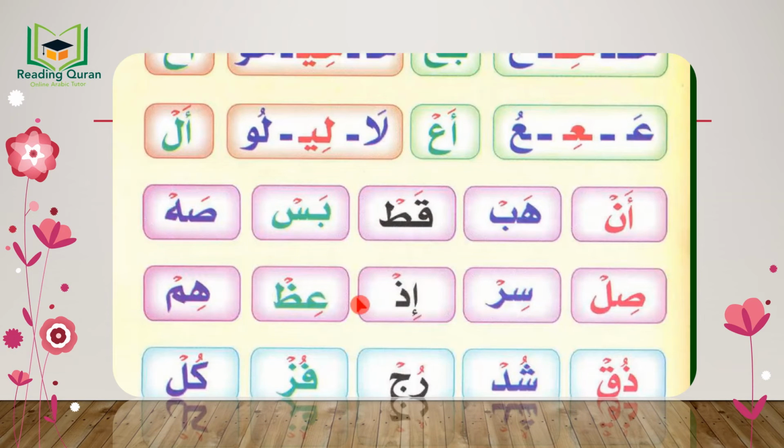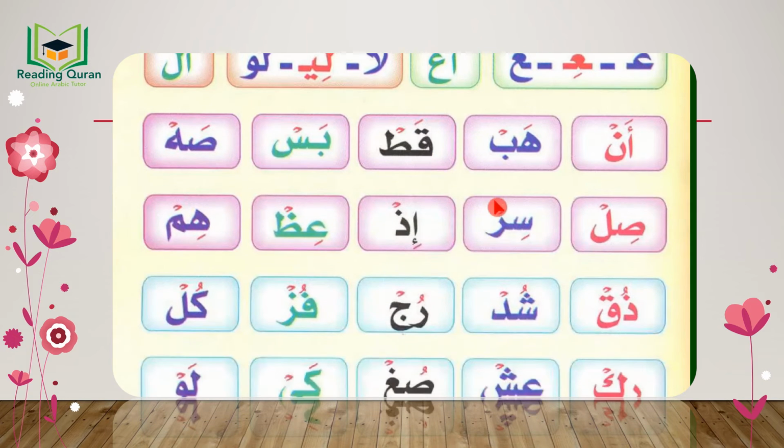Now let's pronounce these examples with the sukoon. Before that, we will take these two letters, a, and this one here, al. Let's start with these examples.